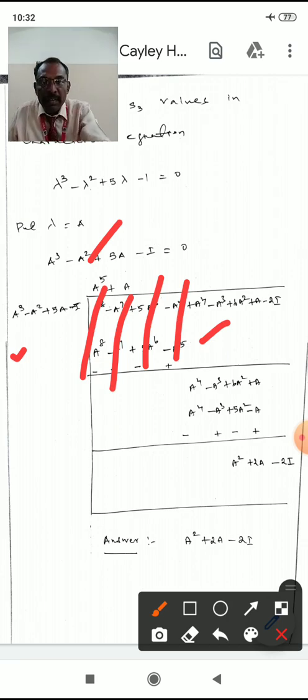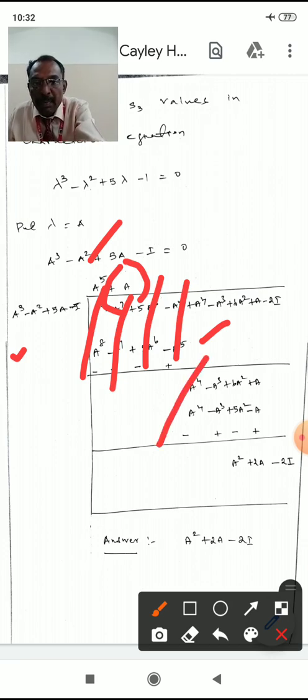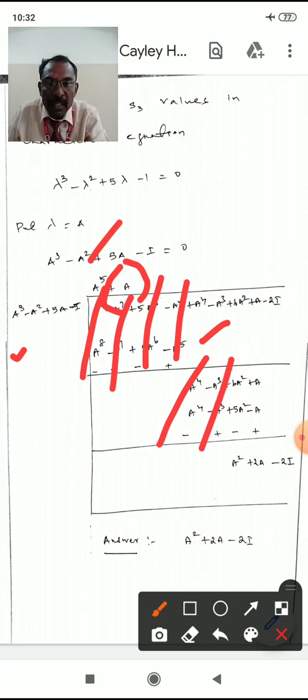So next we take the next 4 terms: a^4 − a^3 + 6a^2 + a. Now we multiply by a in the Cayley-Hamilton equation, and we get a^4 − a^3 + 5a^2 − a. Now we change the signs: minus, plus, minus, plus. Here a^4 cancels and a^3 cancels.